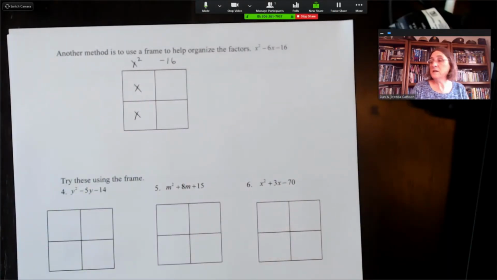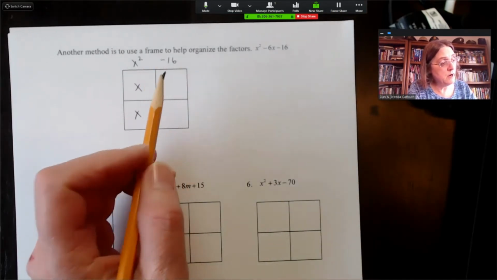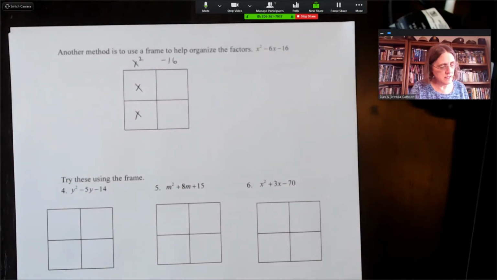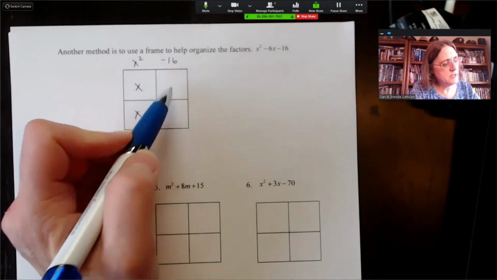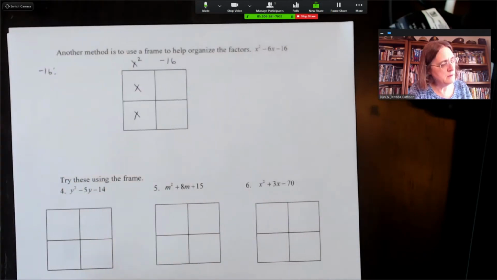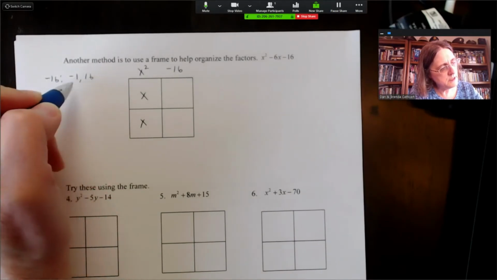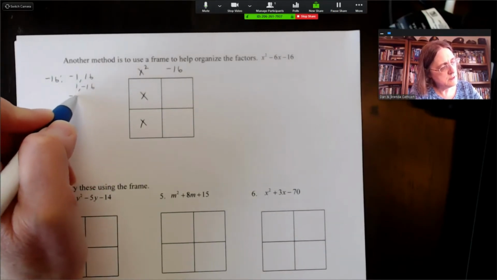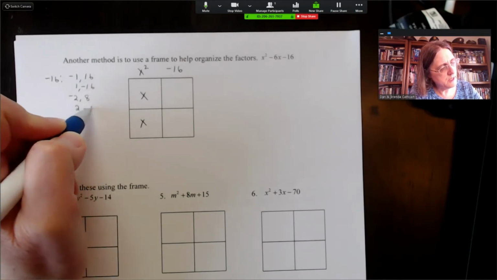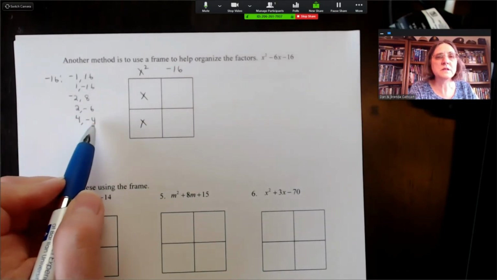For our next part, it's best to use a pencil because you might end up erasing, since we're going to do some guess and check. We look at ways to multiply to get negative 16. Let's take a look at our factors of negative 16. I'll write them on the side: negative 1 and 16, 1 and negative 16, negative 2 and 8, 2 and negative 8, and 4 and negative 4. It doesn't matter which one of these is negative.